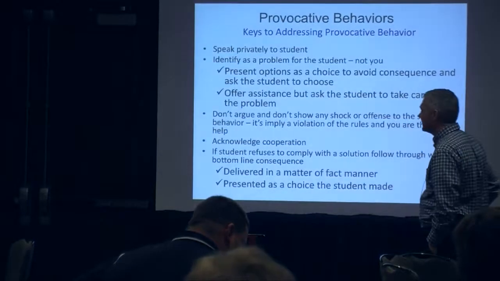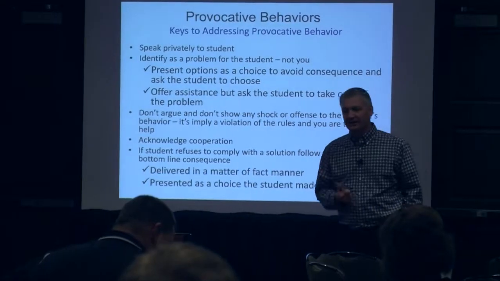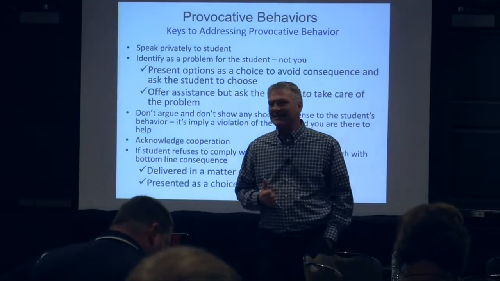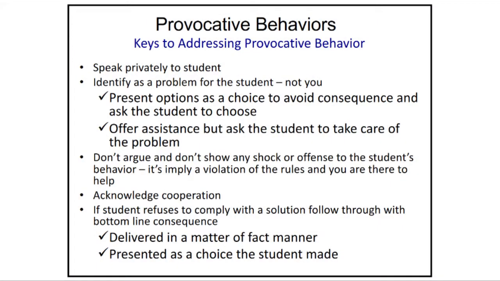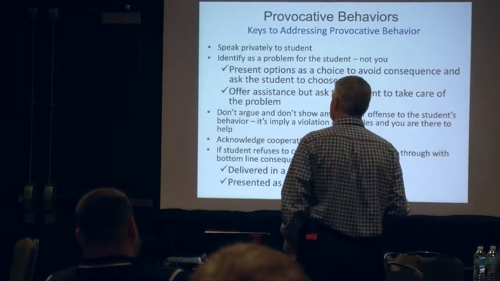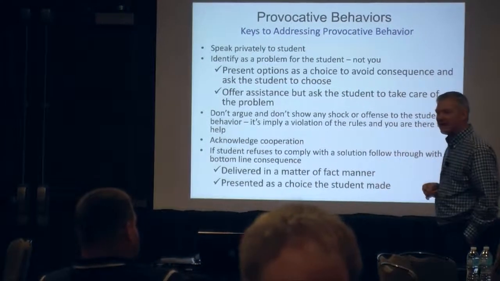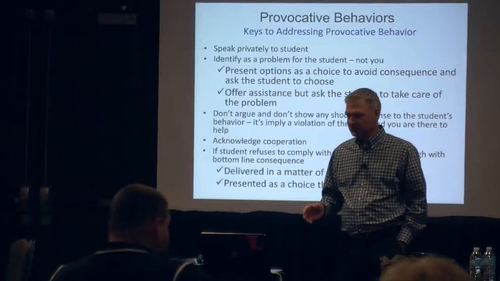So last things to think about when we talk about provocative behaviors: speak privately to the kids. Identify it as a problem for them and not you. Offer them some choices that, again, aren't ultimatums, but possibilities for fixing it. How could you fix this problem? You've got to deliver this very matter of fact and let them choose.